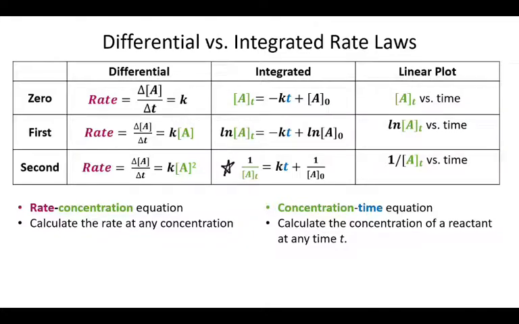And so the point here is that we need to choose the right integrated rate law. The integrated rate law only applies for that particular reaction order. So we have to choose the right integrated rate law to calculate concentration or time for a reaction with a particular order. So we have to find the order first and then choose the rate law.